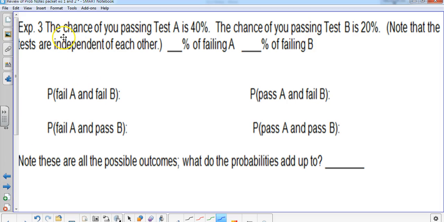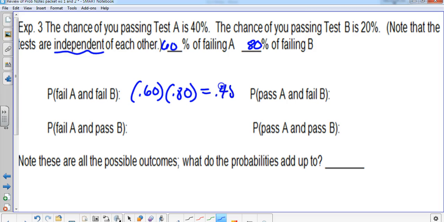All right. If you have a question, you're going to take test A and you're going to take test B, guys. The chance that you pass A is 40%, so what's the chance you fail? Okay, the chance you pass test B is 20%, so the chance you fail is 80. What is the probability that you fail A and then fail B, assuming they are independent? Okay? Fail A was 60 and fail B was 80, so you get 0.48 or 48%.